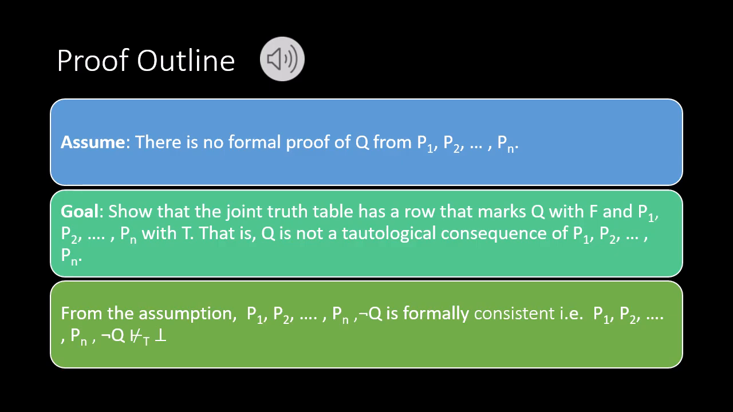Now, from that assumption at the top and our initial discussion about the notion of formally consistent, we can assume that P1 through Pn, along with the extra statement, the negation of Q, is formally consistent. In other words, we can never prove a contradiction from P1 through Pn and the negation of Q. And we proved that back in the first couple of slides when we introduced the two different turnstiles and the notion of formally consistent sentences.